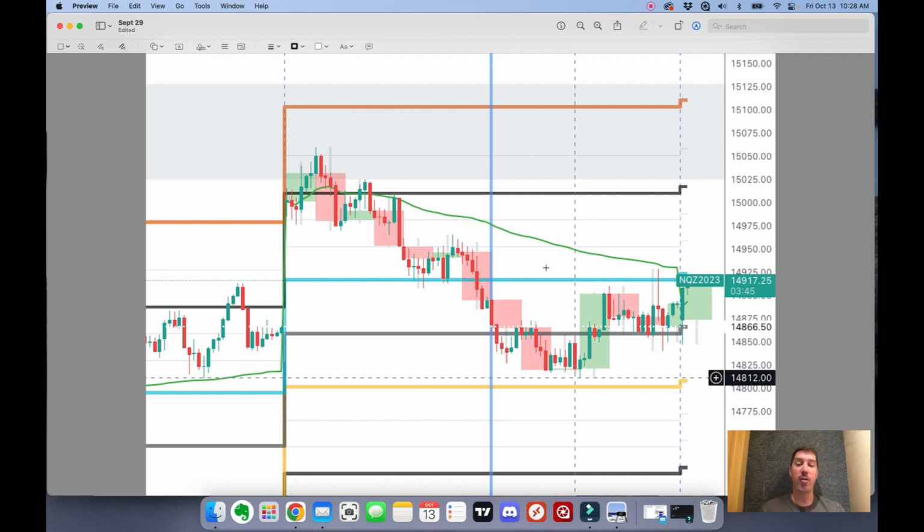So trust in the pivots, use support and resistance, be nimble, trade small, and hold for the bigger picture, and you'll do just fine.